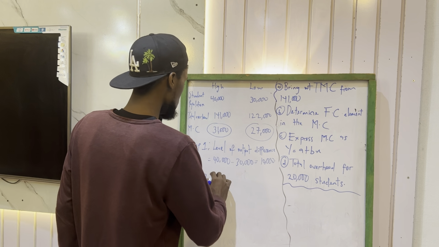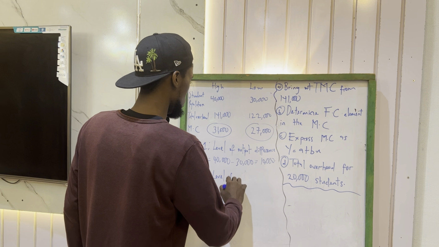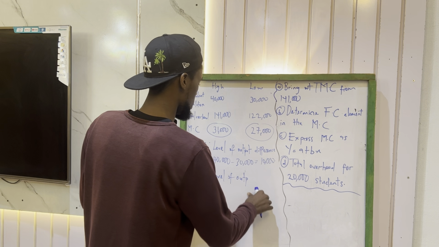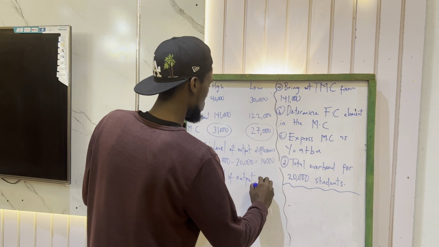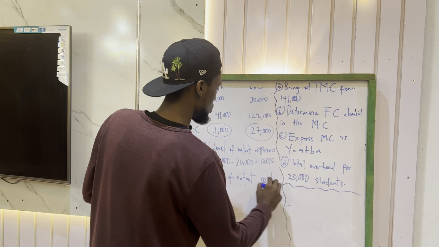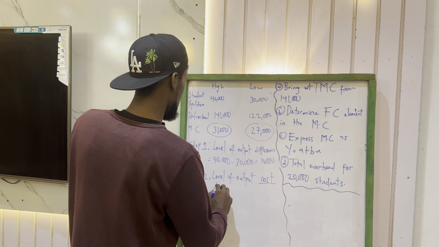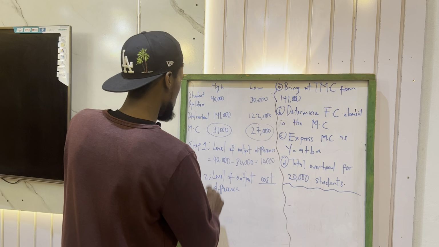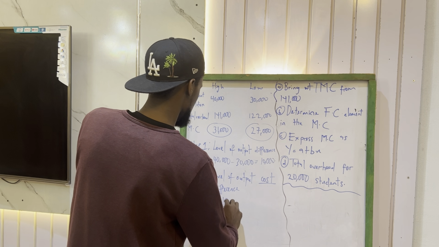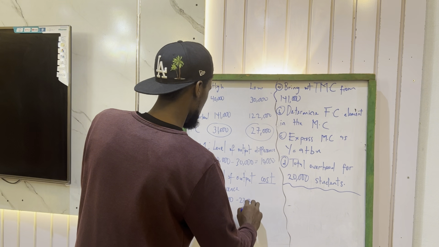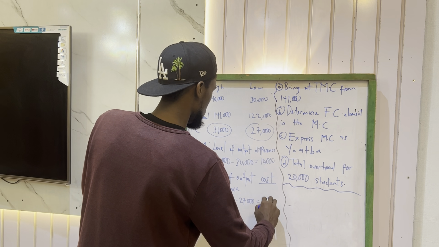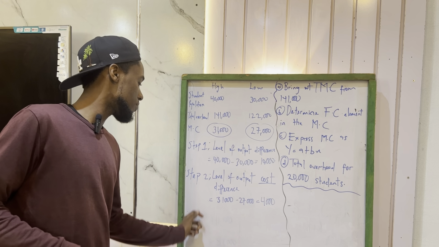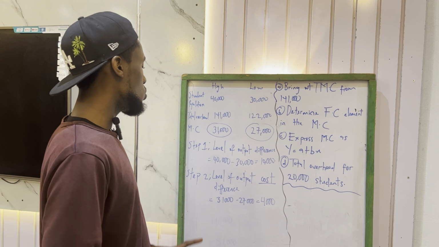So level of output, cost. Let me underline the cost so that you know there's a difference here. Which will give us 31,000 minus 27,000, which will give us 4,000.